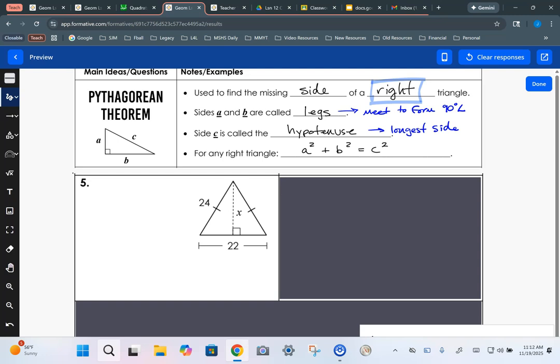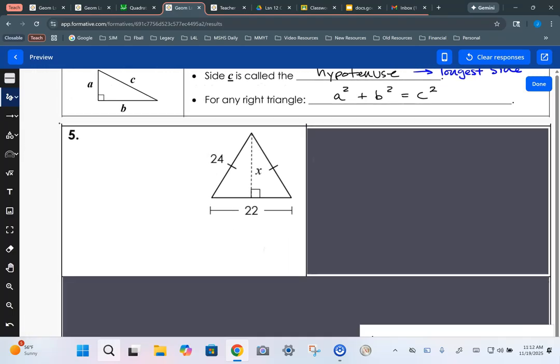Altitude. And what center of the triangle is made from the intersection of the altitudes? That's the orthocenter. All right. Okay, now, some things to know.